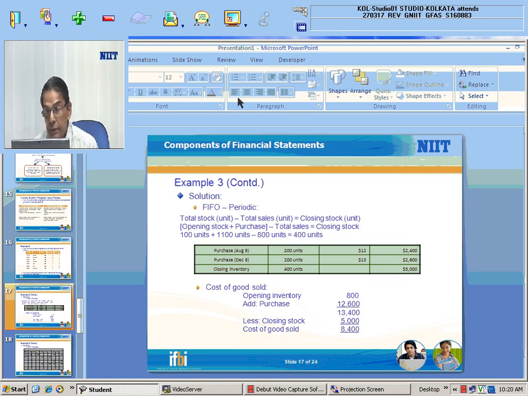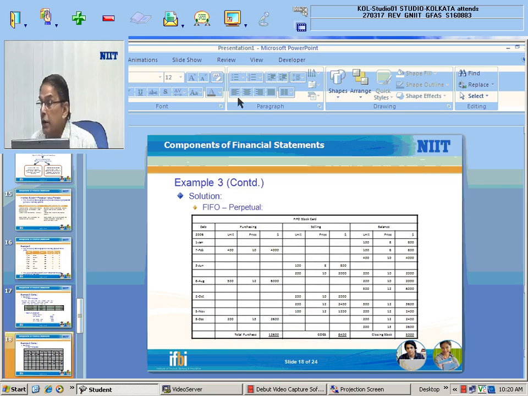Is that clear? That is the determination of the inventory value and cost of goods sold using FIFO and the periodic inventory system. Now we look at the same example where the FIFO perpetual inventory system is maintained, when the business maintains what is called a perpetual inventory system.